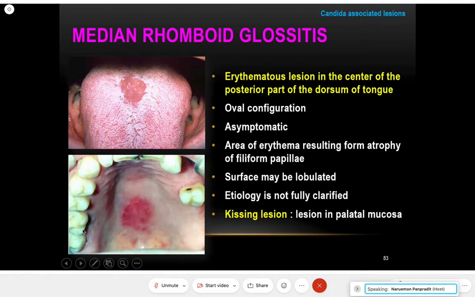Most cases are asymptomatic, but some cases complain about a burning sensation. And you need to notice that when the tongue touches the palate, maybe it reflects a kissing lesion at the palatal area as well. Not only the tongue. So you need to observe the lesion in the palate together when you see median rhomboid glossitis.